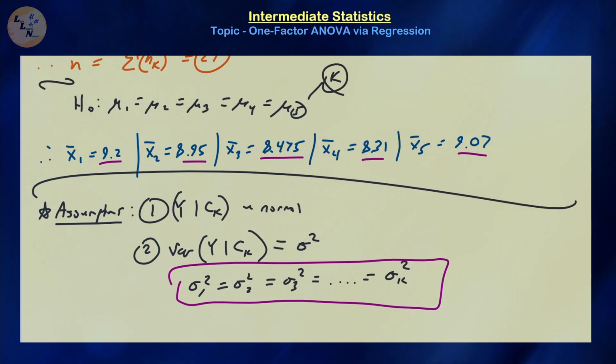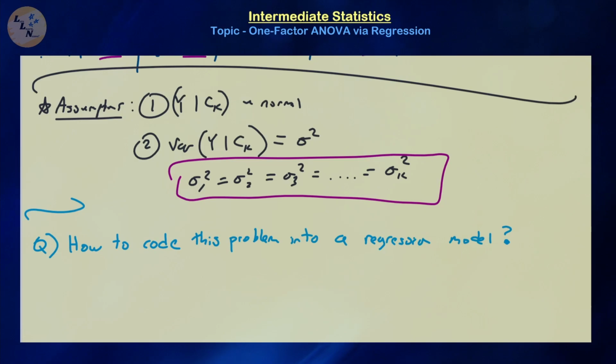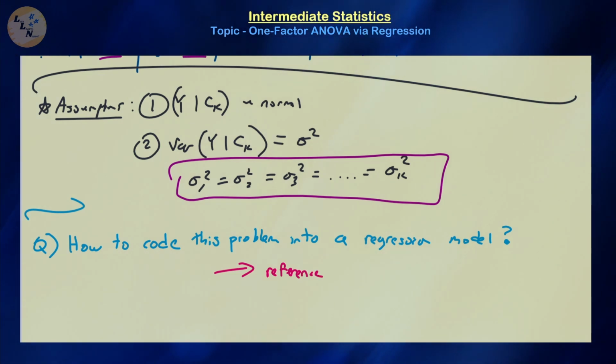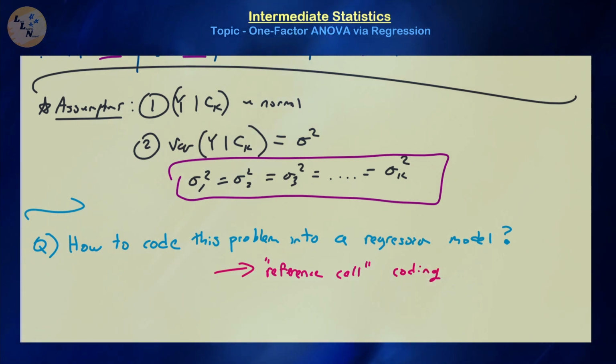Now let us look into how we're actually going to code this for the multiple linear regression approach. So how do we go ahead and code this problem into a regression model and build an equivalent null hypothesis for the equality of these means from the regression perspective? There are of course different ways to code this problem into a regression model, but we will be using something that should be already familiar to you, and that is the reference cell coding approach.